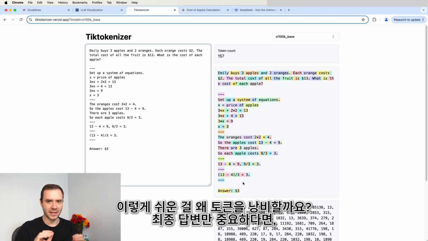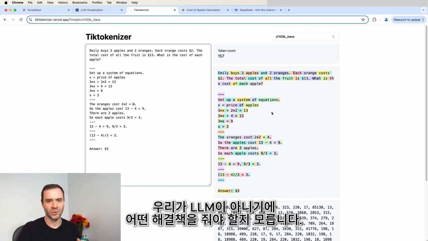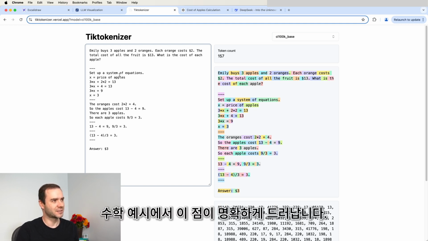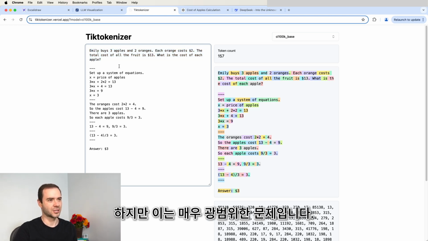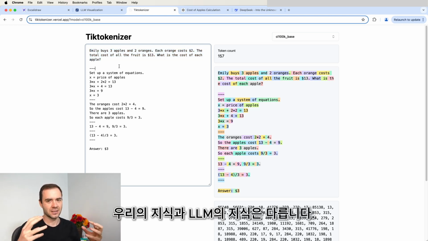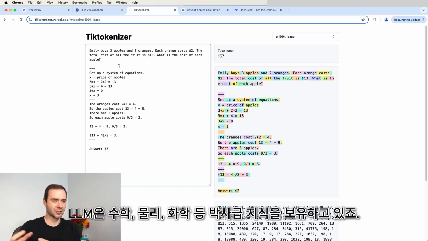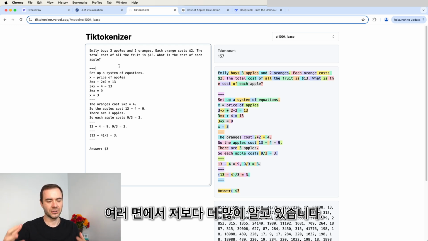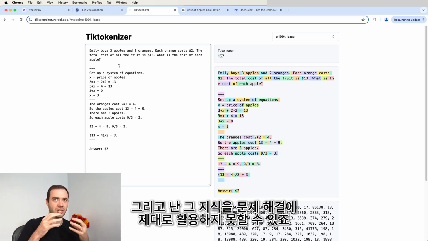So if the only thing we care about is reaching the final answer, and we're separating out the issue of the presentation to the human, then we don't actually really know how to annotate this example. We don't know what solution to give to the LLM, because we are not the LLM. It's clear here in the case of the math example, but this is actually a very pervasive issue. Our knowledge is not the LLM's knowledge. The LLM actually has a ton of knowledge of PhD-level math and physics and chemistry and whatnot. So in many ways, it actually knows more than I do. And I'm potentially not utilizing that knowledge in its problem solving.